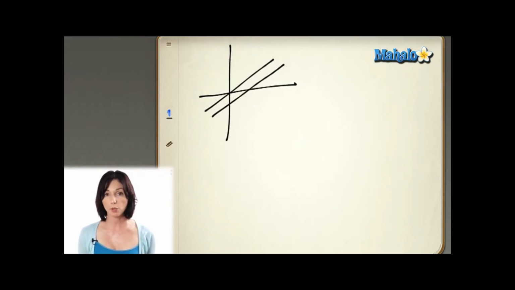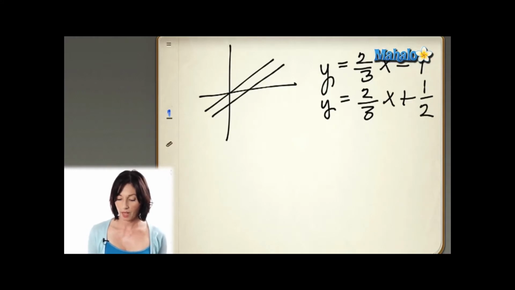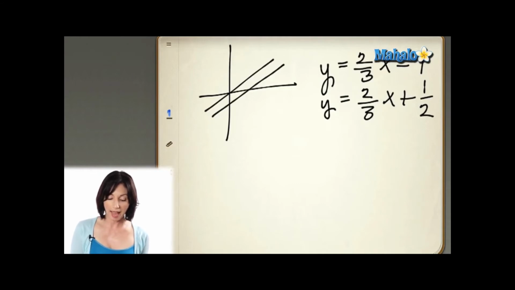So if you see two equations of lines, let's say we have y equals 2/3 x minus 7 and y equals 2/3 x plus 1/2, I can tell that these two lines are parallel to each other because they have the same slope. So for them to be parallel, their slopes have to be equal. It can't be different in sign. It has to be exactly the same number. Like I said, parallel lines will never intersect.